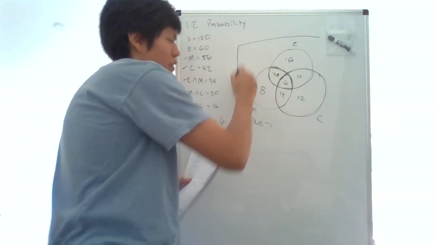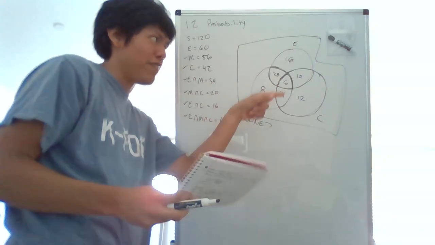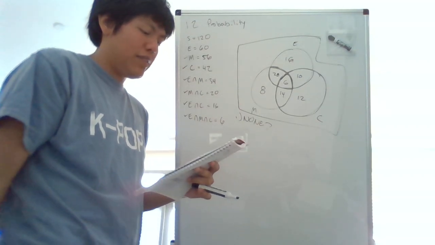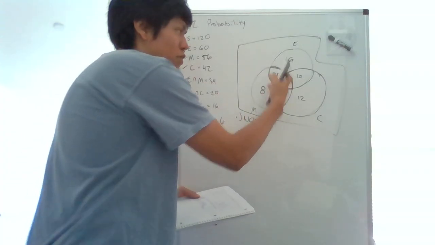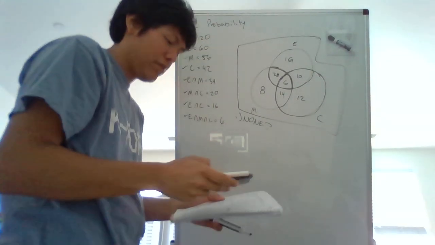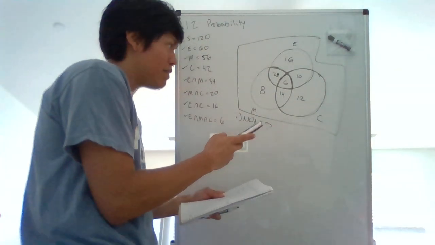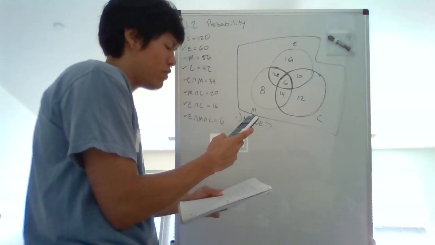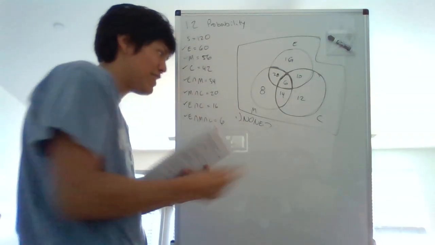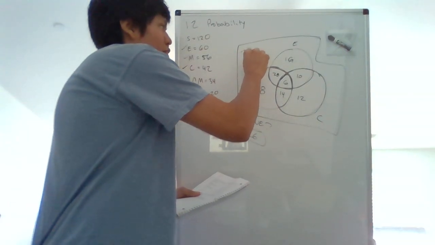So we have to remember that we have that part of the sample space where it's possible no students took any of these. So what we can do here is add each individual section up, get a total, and then subtract that from our entire sample space, which is 120. So 16 plus 12 plus 8 plus 14 plus 28 plus 10 plus 6, 94. 120 minus 94, 26. That means 26 students did not take any subject, and that goes right out there.